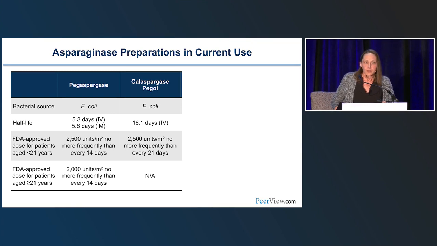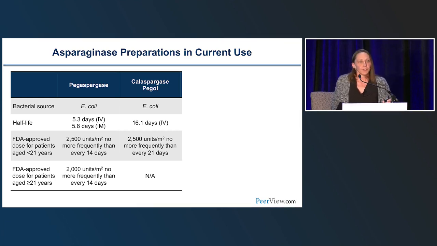Again, both of these are pegylated E. coli asparaginases, so the general idea has not changed. The only difference between these two is the linker between the PEG moiety and the asparaginase. I won't get into the biochemistry of it, but that minor difference actually leads to a pretty significantly longer half-life for Cal-Peg compared to pegaspargase. We said that the half-life of pegaspargase is about 5 days. If you look at that of Cal-Peg, it's 16 days, so it lasts much longer.